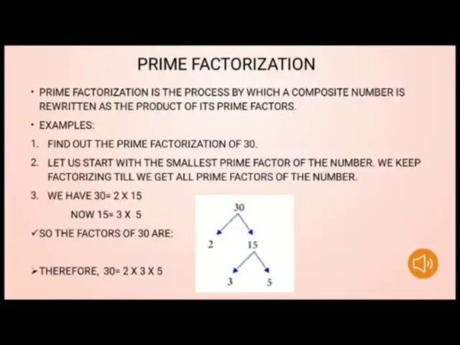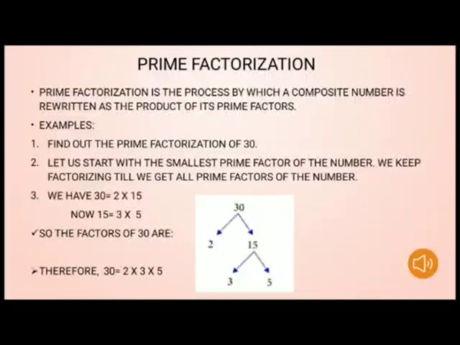Now dear students, let's discuss prime factorization. Prime factorization is the process by which a composite number is rewritten as the product of its prime factors. Or you can say, when a number is expressed as the product of its factors, it is called factorization. And when all the factors of a number are prime, then it is called prime factorization. It means writing numbers as a product of its prime factors is known as prime factorization. There are two methods to find the prime factors of a number: factor tree method and division method.